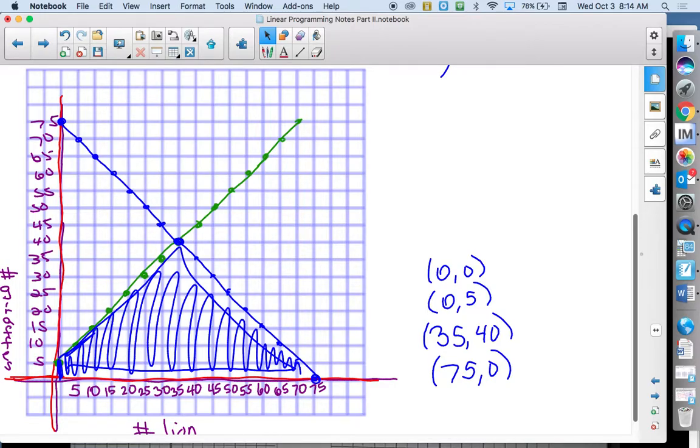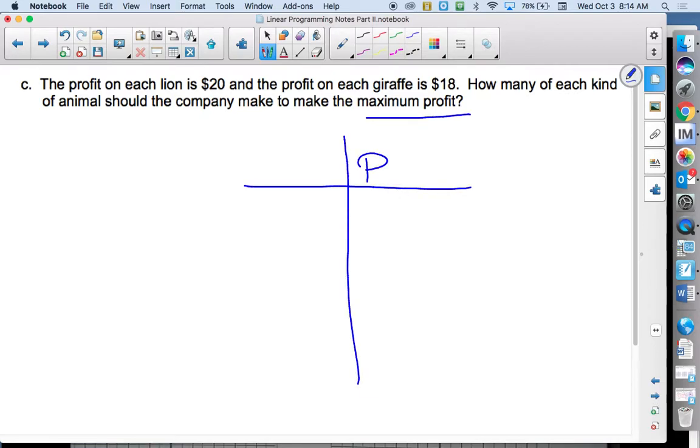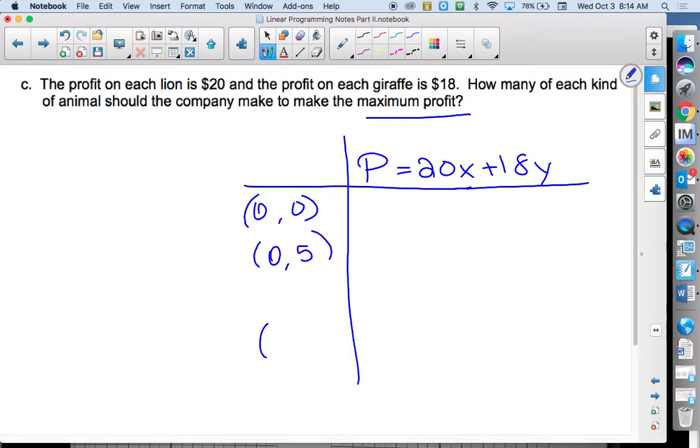The last question underneath says use the profit equation. The profit on each lion is $20 and the profit of each giraffe is $18. How many of each kind of animal should the company make to have a maximum profit? So we're earning $20 for every lion we sell, and $18 for every giraffe. So if you take your 4 ordered pairs and plug them into the equation, which one of those is going to give us a maximum profit?